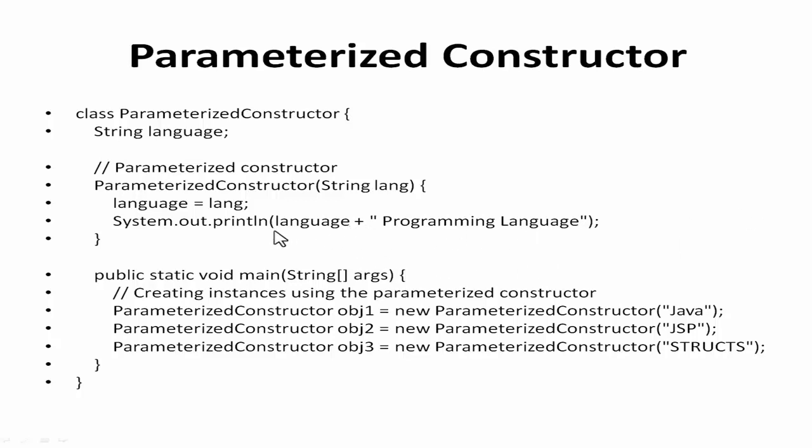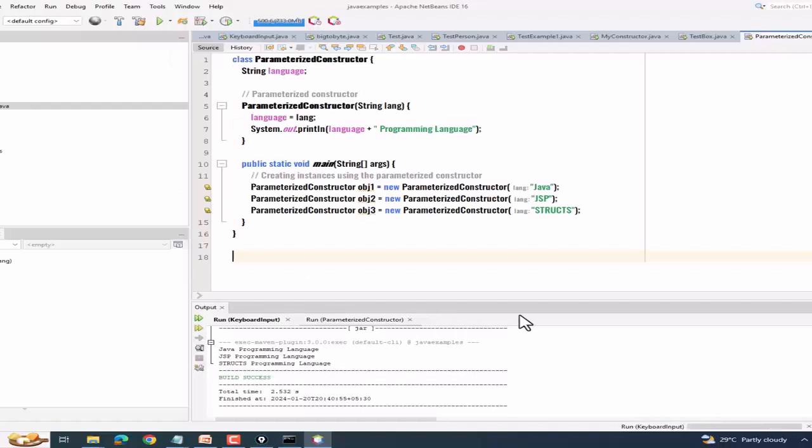So what is language? Language equal to lang, which you have set. Already we have set a string language. That particular language equal to lang. Lang will be accepted through parameters. So for that purpose we are going to give the parameter, which is string lang. So now it has shown the result: Java programming, JSP programming, Struts programming language.